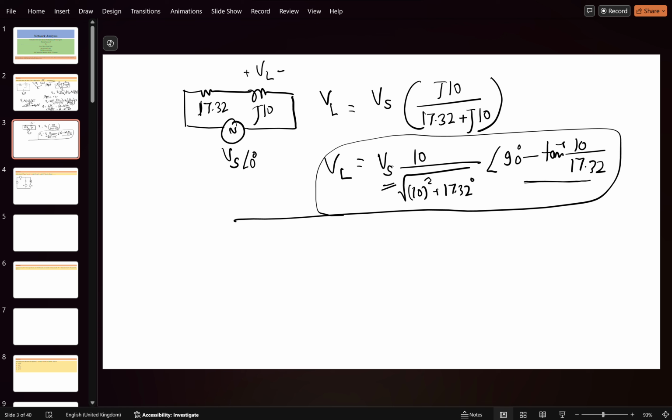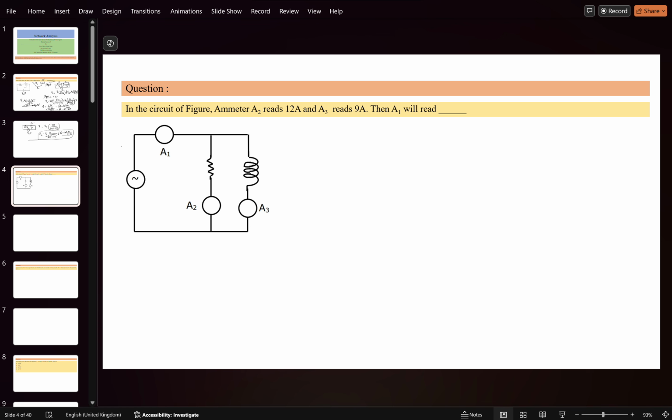Okay, let's go to the second part, because I'm giving you this kind of question to help you solve assignment 4. In the last we have a question related to mutual and self inductance also, which will help you solve assignment 5. Let's move to the second question. Try to solve this part.